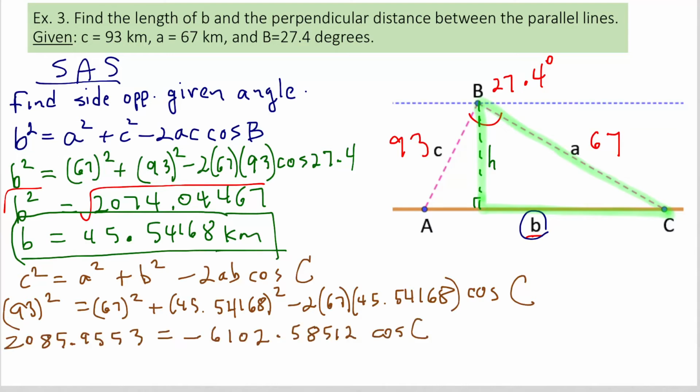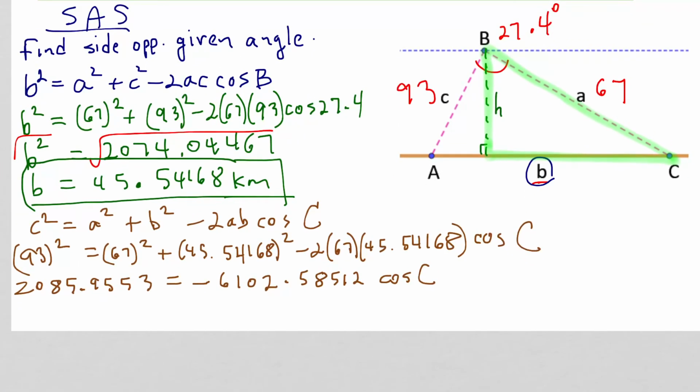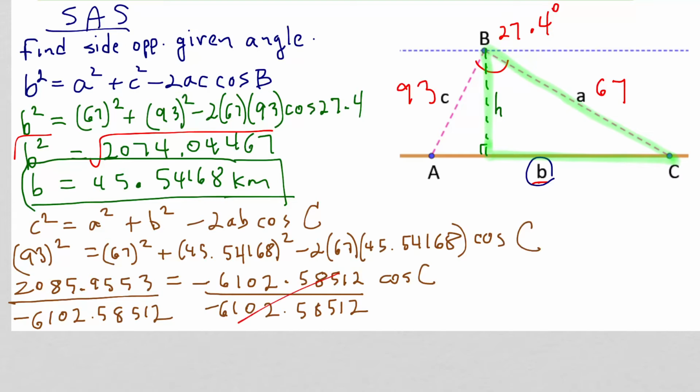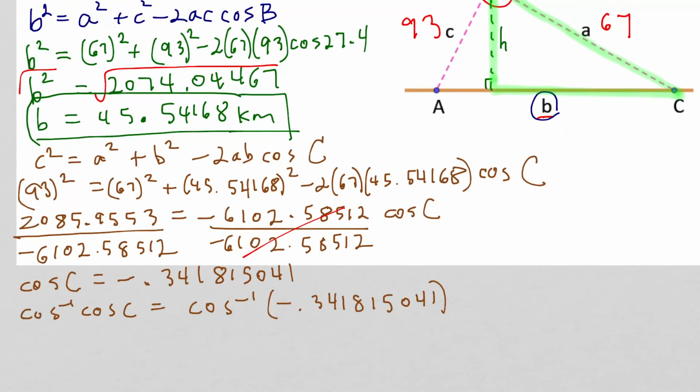Now I need to solve for the cosine of C, which means I will divide. I'll be able to cancel out here, and I'll be left with the cosine of C. I get this negative number here, and I'm keeping all my digits. Then I would take the inverse cosine of both sides, which will give me my angle C. So I'll end up with my angle C being the inverse cosine of that number, and I get 109.9875 degrees. All right, so now I have angle C over here.